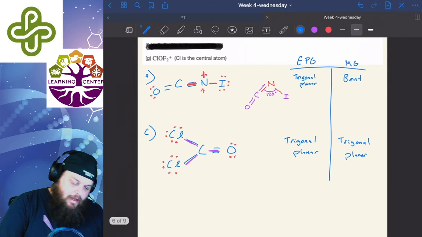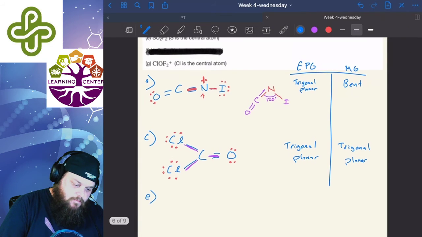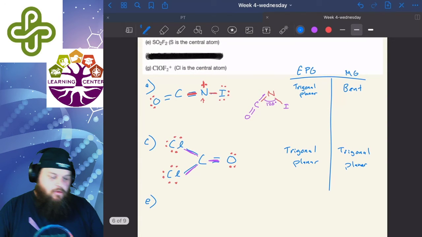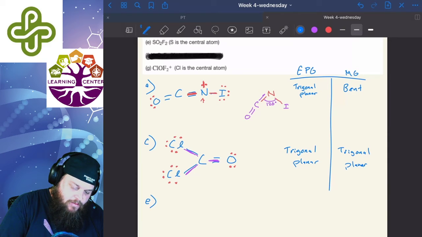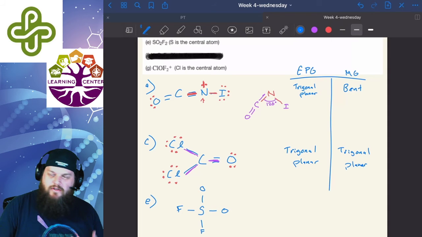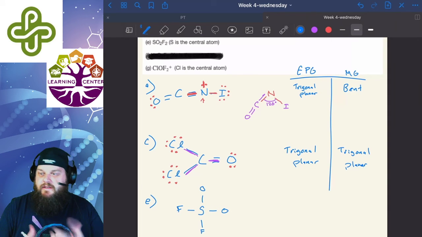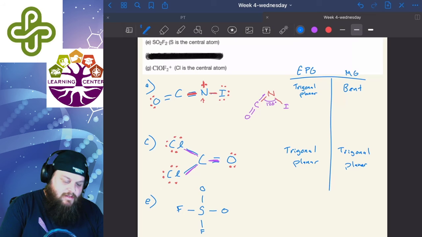Part E is SO2F2. So S, that sulfur, is that central atom. And then I'm going to just draw the other ones, F and F next to it. Oxygen and oxygen bonded to that. Oxygen and sulfur, or oxygen always likes to have 2 bonds. And since this is neutral, we can assume that it goes like that.